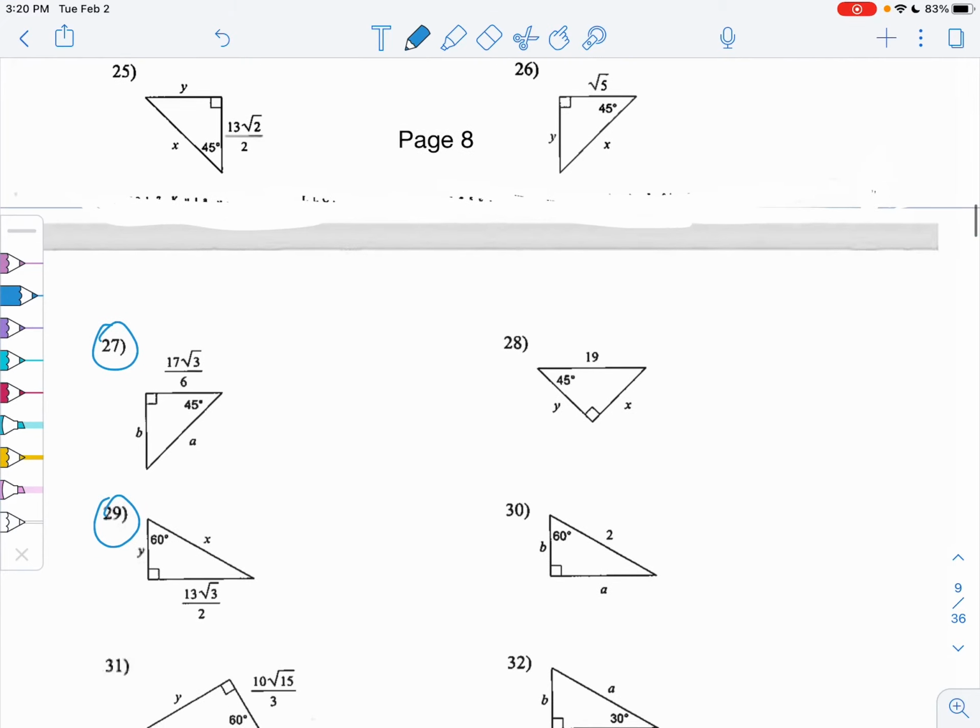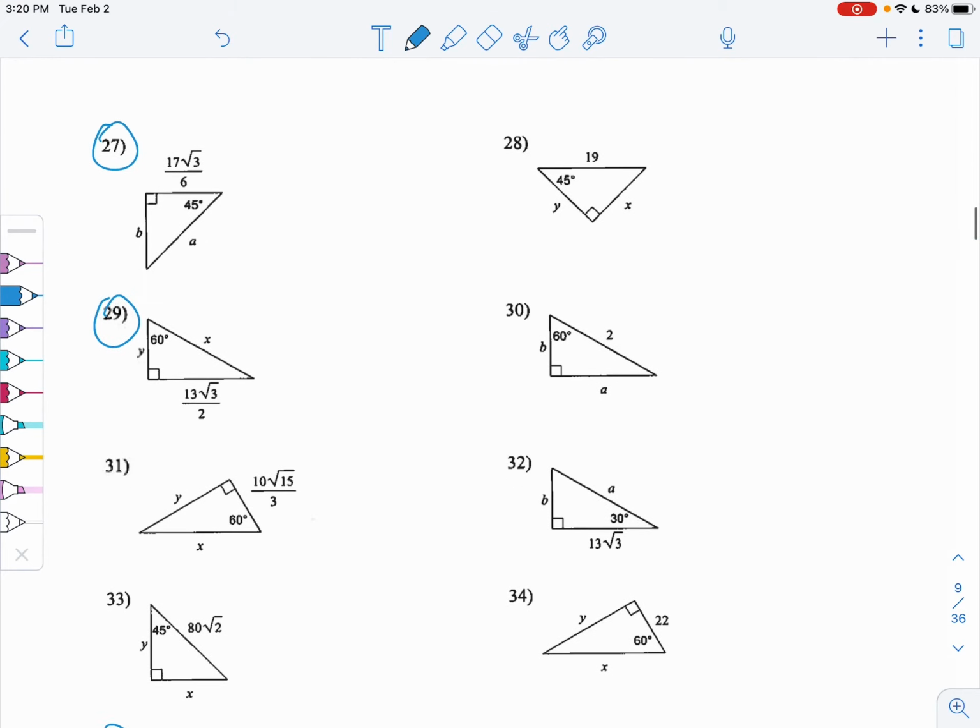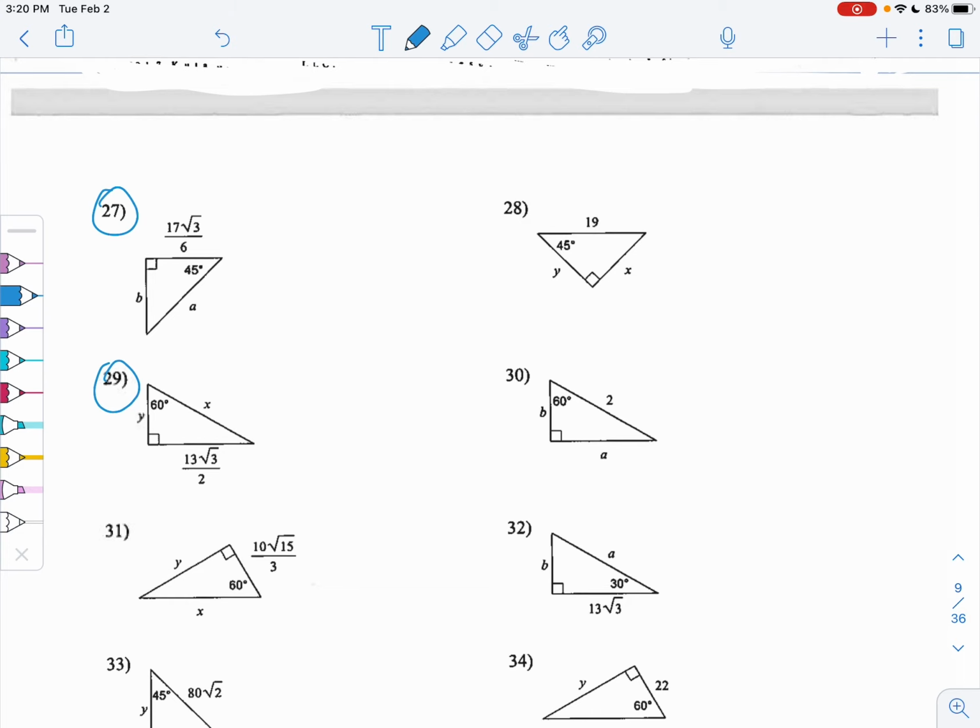Hi guys, this is number 27, 29, and 35 worked out solutions for your special right triangle homework assignment.